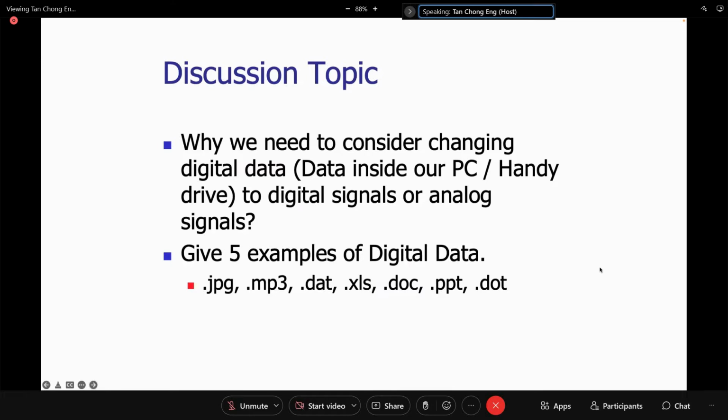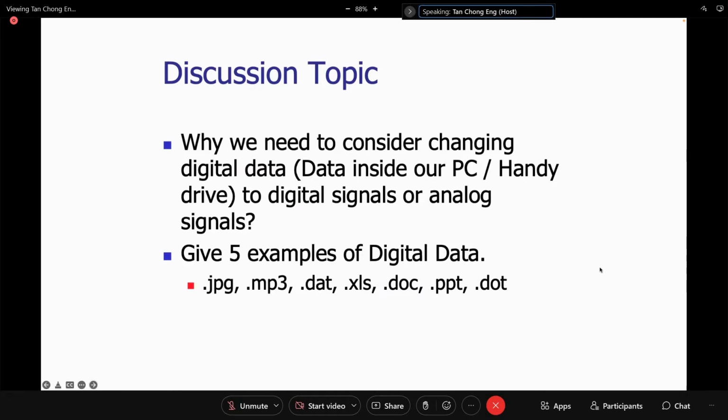You cannot just deliver digital data directly to another device through a cable, just like that. You need to convert it to a digital signal, so that the electrical signal, such as your voltage and current, can be used to transport the data. That is the rule that you have to understand, the most principal understanding about digital data and digital signal.